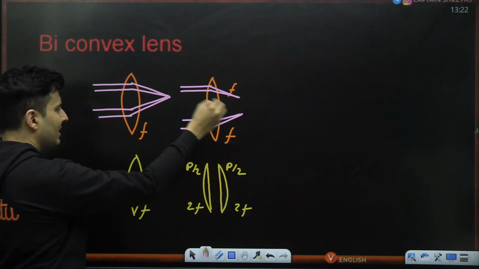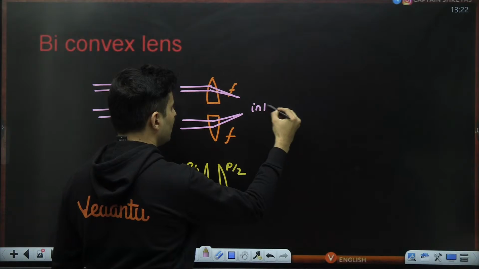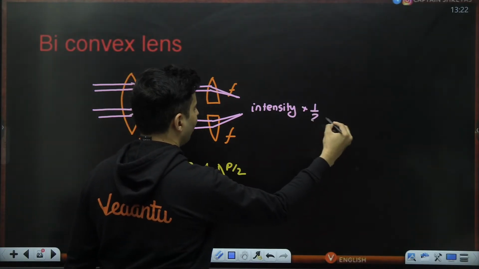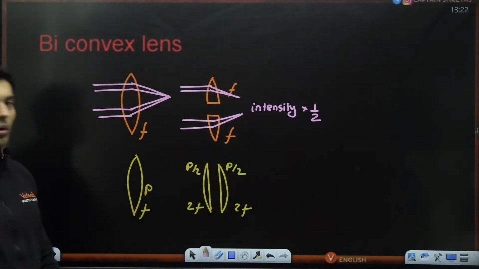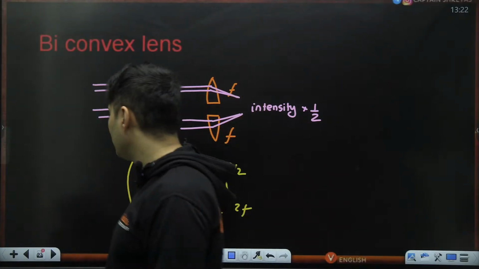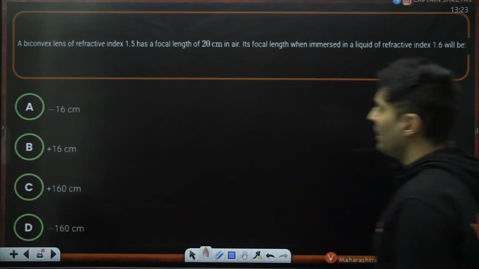There is no difference. Yes, the intensity of the light will reduce. Intensity will become half. Half of the light will go only. So intensity will reduce, the brightness will reduce, but focal length will not change. So such questions were asked. Look at this.